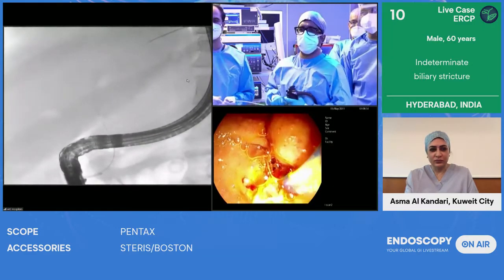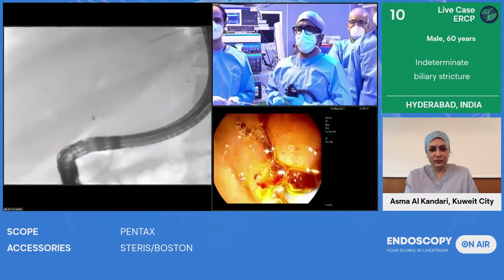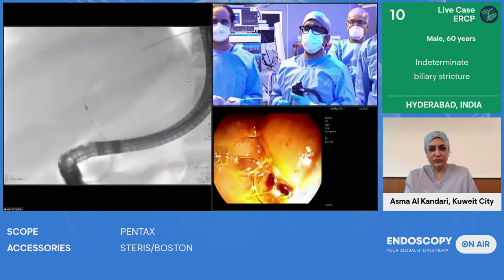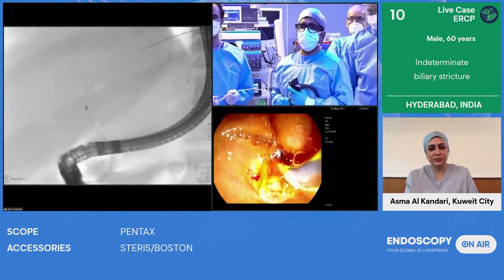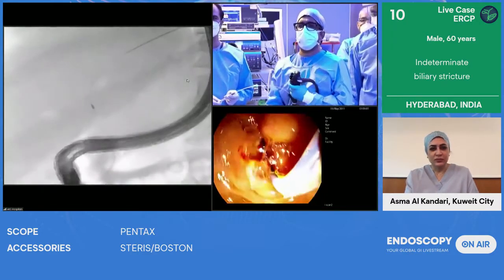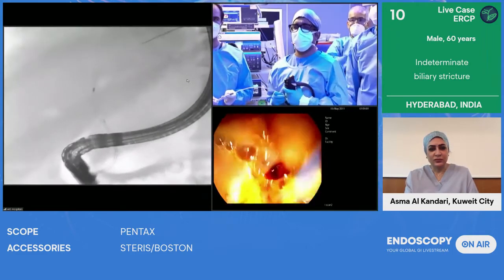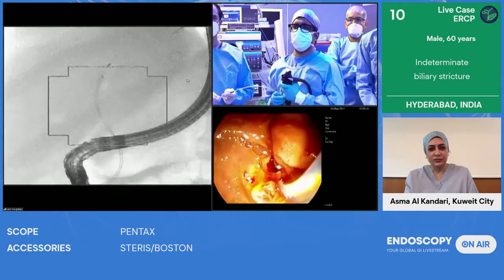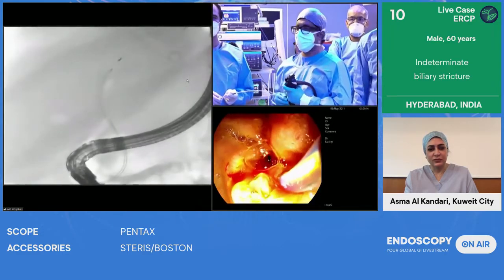The MRCP has shown that this is probably a type 3 stricture involving the left hepatic duct, but we don't have the tissue diagnosis here. So we'll just do the cholangiogram now. You can see the sphincterotome is now passed into the right hepatic duct, left hepatic duct.